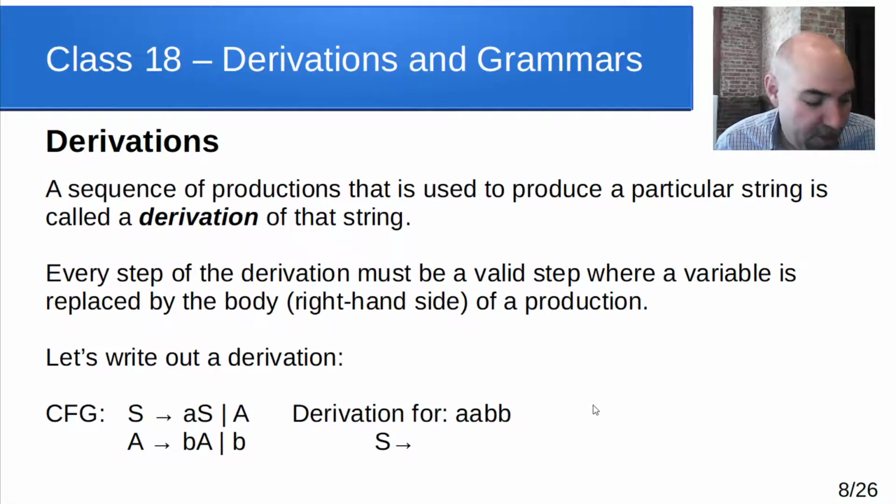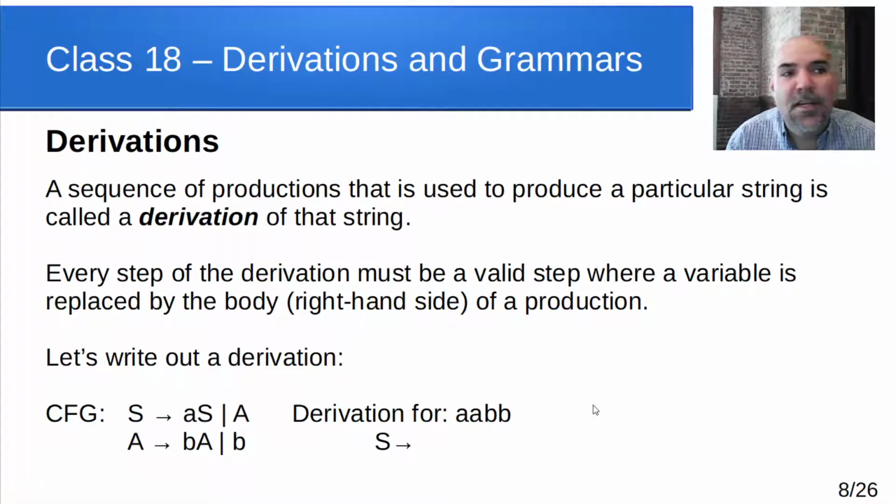Okay, now a derivation. A derivation is a sequence of productions that were used to produce a particular string. In other words, if we have some string that's in the language, there have to be some productions that can be applied or used in some order. So we're going to cut and paste, cut and paste: cut the variable, paste the right-hand side, cut the variable, paste the right-hand side, some number of times.